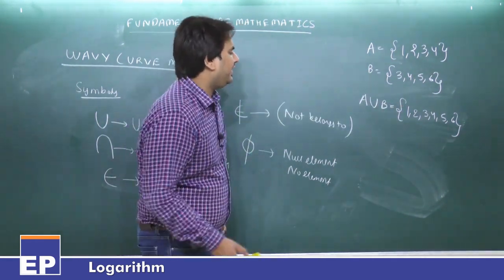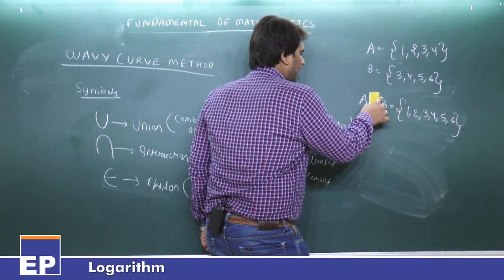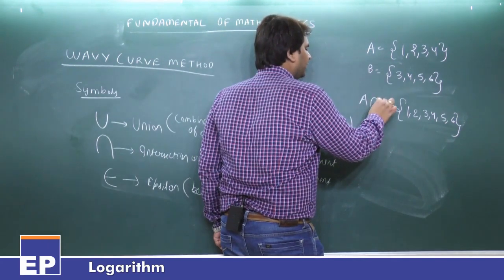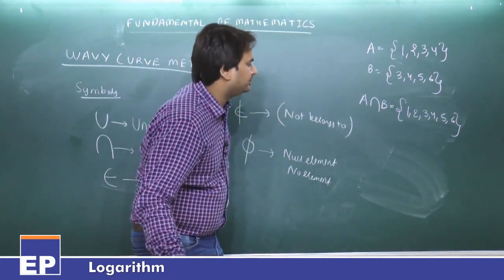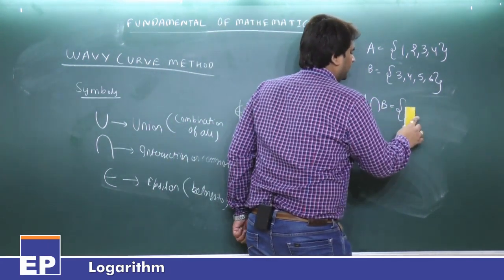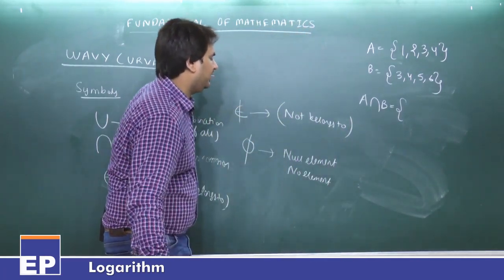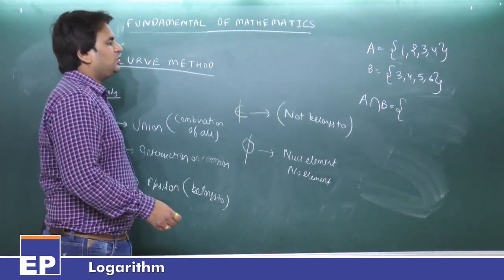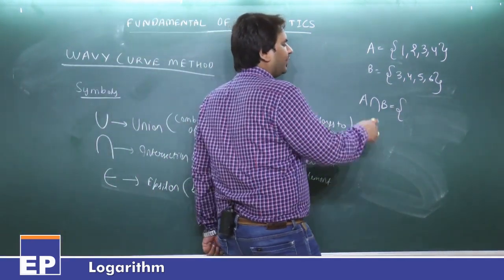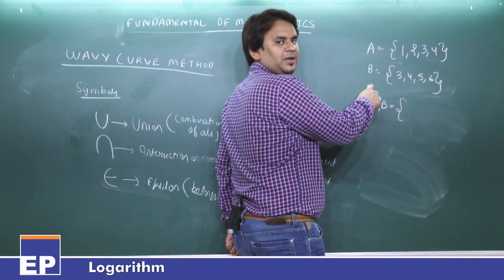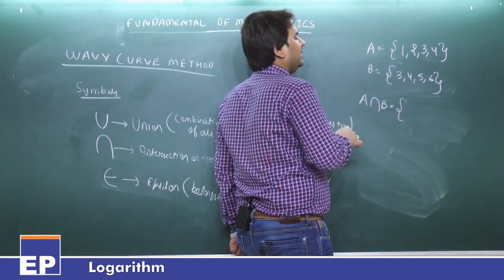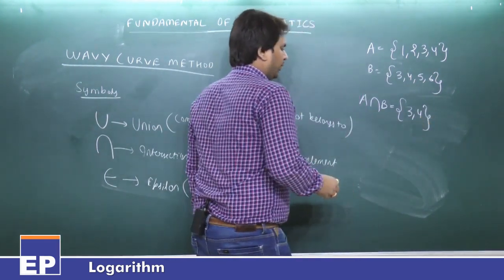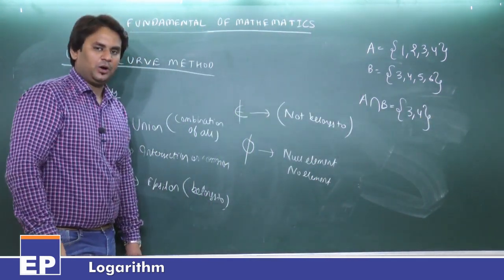If I remove this symbol and put the symbol of intersection, what will happen? The meaning of intersection is common. You have to take the common elements of A and B. What is common in A and B? Two elements are common, 3 and 4. So A intersection B will be equal to 3, 4.